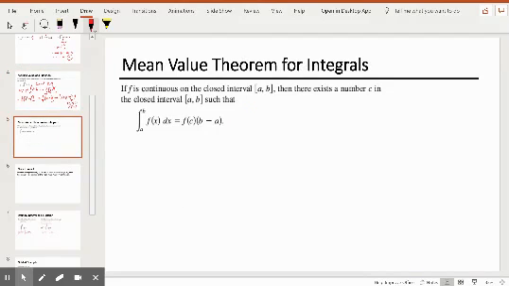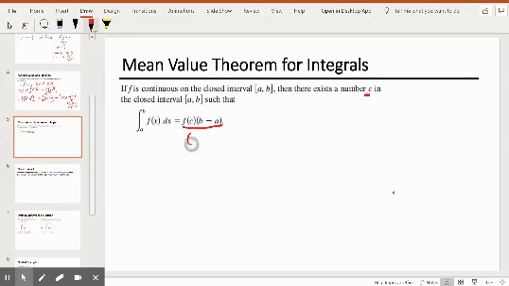The next topic is the mean value theorem for integrals. If f is continuous on a closed interval ab, then there exists a number c in the closed interval ab such that the definite integral from a to b of f of x dx is equal to f of c times the quantity b minus a. You should see that this looks familiar to what we just did on the last slide.